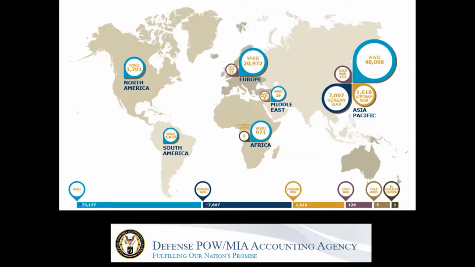The map I have on the screen right now shows the number of different MIAs and POWs still unaccounted for by conflict. We start with World War II, where there's over 73,000 Americans that did not come home. And then through time, there's fewer. But right now, we're looking at more than 80,000 Americans since World War II that are still missing.